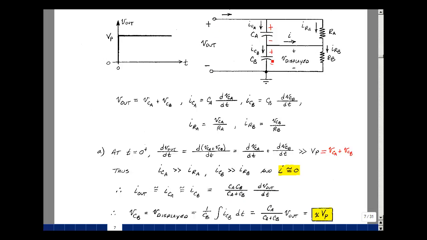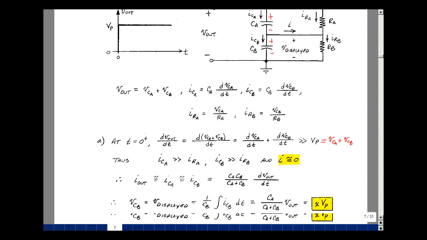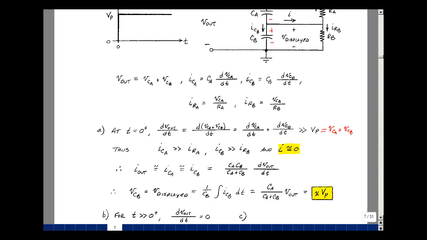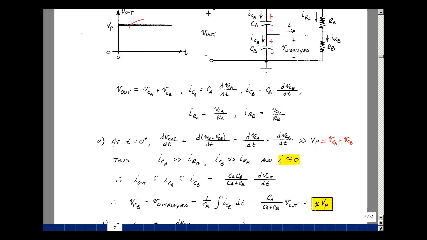Now the voltage that we see here is going to be the integral of the current that flows in here divided by the capacitance C sub B. We're going to integrate this expression. You can pull out the C sub A C sub B over C sub A plus C sub B, because it's not a function of time. And the C sub B's will cancel, and you're just left with C sub A over C sub A plus C sub B. Take the integral of dV out/dt times dt. The dt's cancel, we're taking the integral of just one dV out, and that's just the value of V out. That's going to be equal to this capacitive voltage divider, which we called X on the previous page, and V out at this instant in time is just equal to V sub P. For t greater than 0, we basically have a DC input.